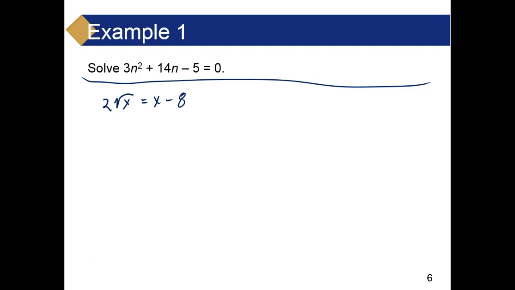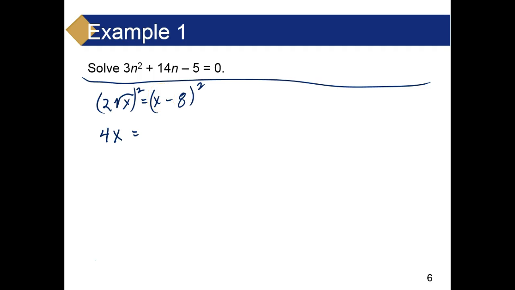So what happens if we square both sides of this equation? So we're going to square this and also square that. So tell me what you get here. Square 2 and what do you get? 4. Square root of x and you get what? X. Very good. Equal square x minus 8.